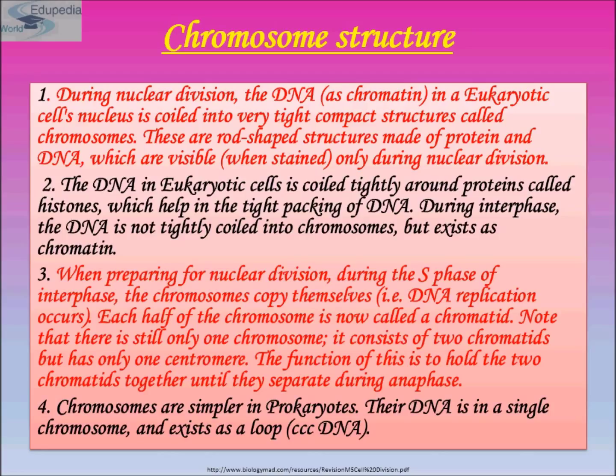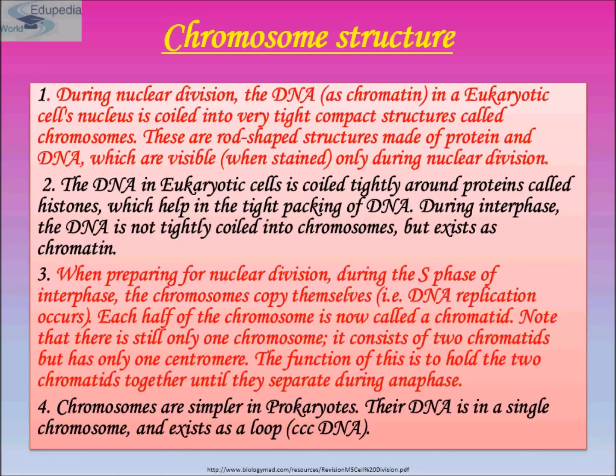The DNA in a eukaryotic cell is coiled tightly around proteins called histones, which help in the tight packing of DNA. During interphase, the DNA is not tightly coiled into chromosomes, but exists as chromatin. When preparing for nuclear division, during the S phase of interphase, the chromosomes copy themselves. That is, DNA replication occurs.